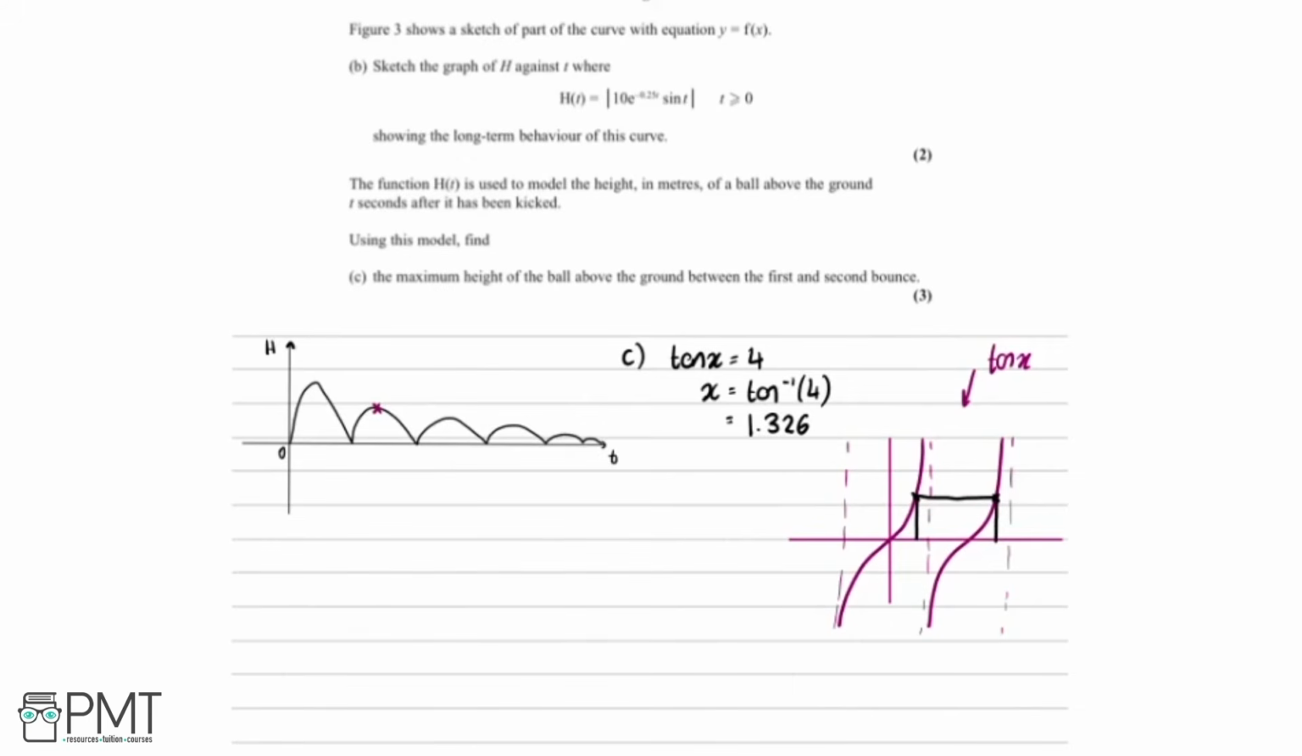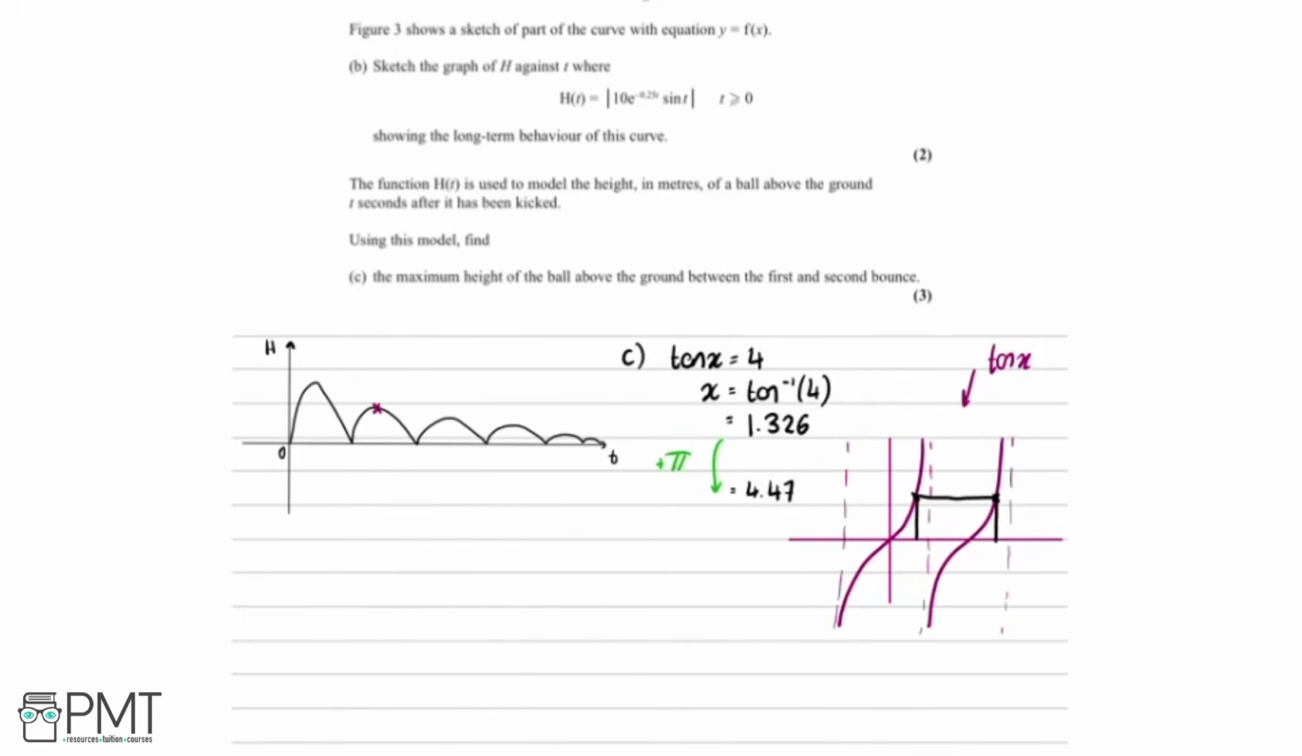And the tan graph repeats every 180 degrees. So because we're working in radians, that's every pi. So what we're going to do is get from here over to here. I'm just going to add pi to this. So if we add pi, we get 4.47 to 2 decimal places. And now that's great, so we've worked out what x equals. However, that's not what it's asking us for in the question. We need to find the height.